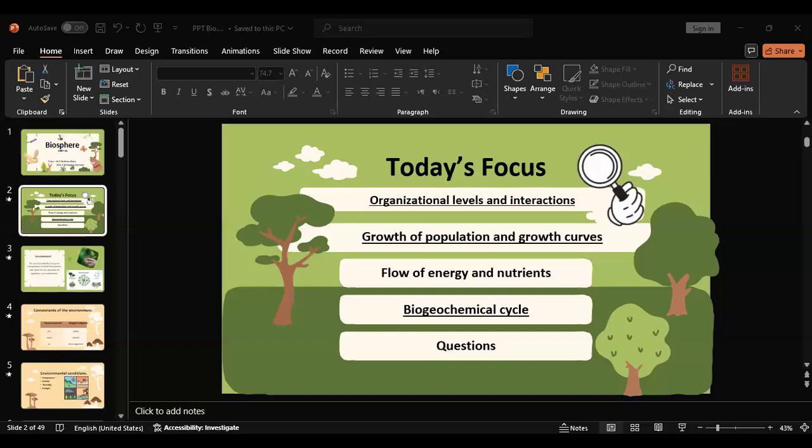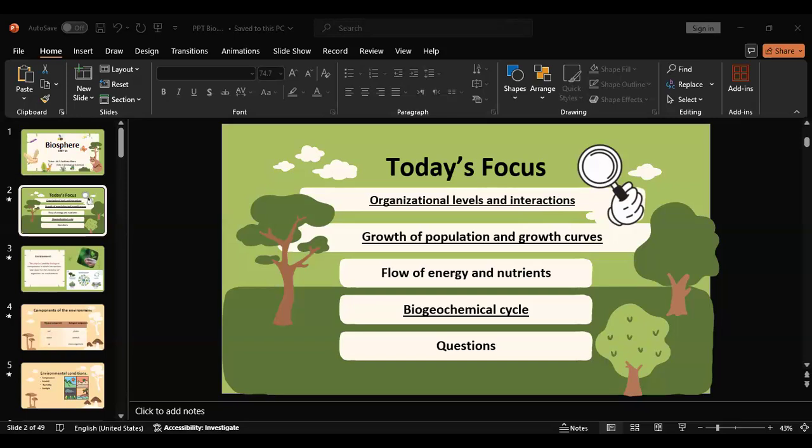You can see that this is our today's focus. So here we are going to focus on this today. The first one, the organizational levels and interactions. In this part, you will learn from which stage to what stage the biosphere is made up of, and also from the structural levels to the topmost level.